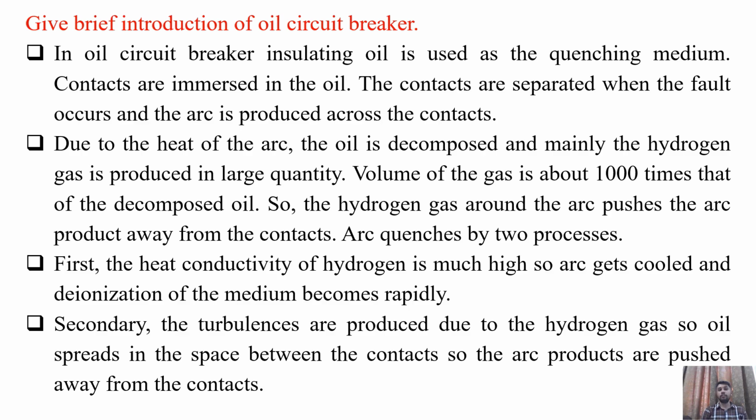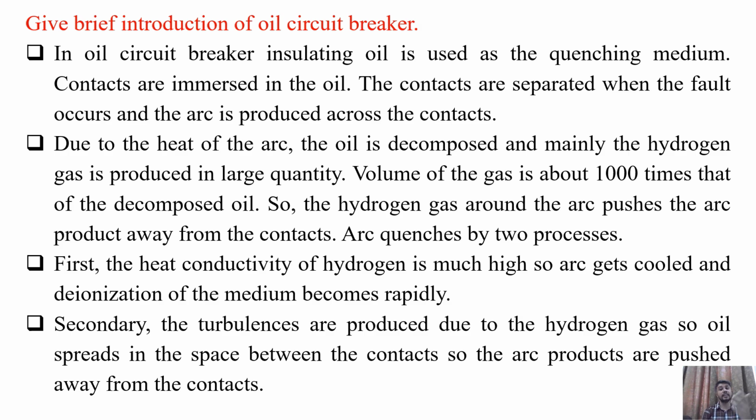Brief introduction of oil circuit breaker. In oil circuit breaker, insulating oil is used as the quenching medium. The contacts are immersed in the oil. The contacts are separated when the fault occurs and the arc is produced across the contacts. Due to the heat of the arc, the oil is decomposed and mainly hydrogen gas is produced in large quantity. The volume of the gas is about 1000 times that of the decomposed oil.